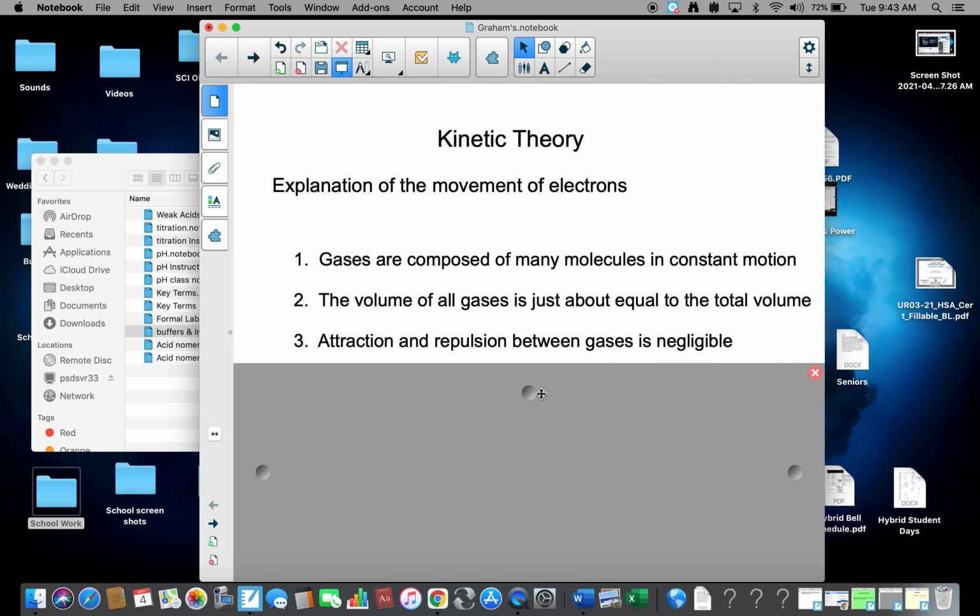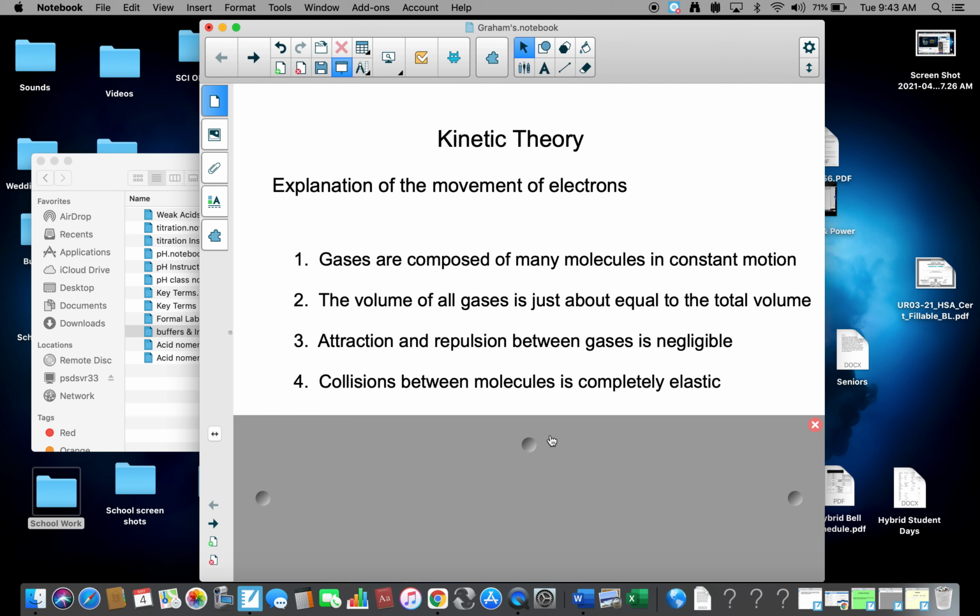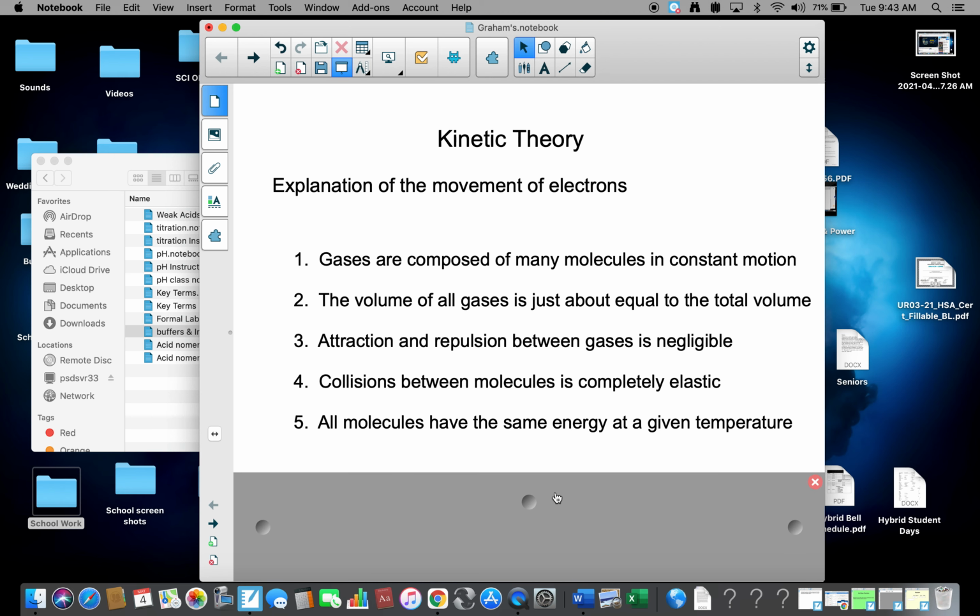That's mostly true. Attraction and repulsion between gases is negligible. We do have gravity, and we do have electromagnetic forces, positive and negative forces, but we basically ignore those and we'll have this theory hold true. Collision between molecules is completely elastic, so if they strike into each other at 75 meters a second, they're going to bounce back at exactly 75 meters a second. There is actually some loss, but we're going to ignore that. And the last one, all molecules have the same energy at a given temperature. Mass does affect that, but we're going to, again, hand wave it so that we can get around that.